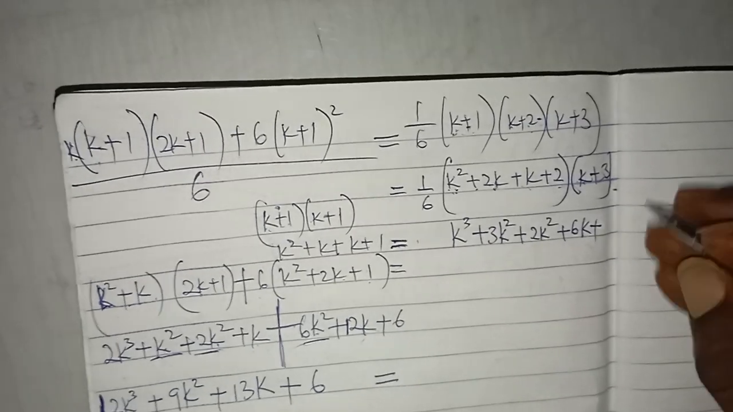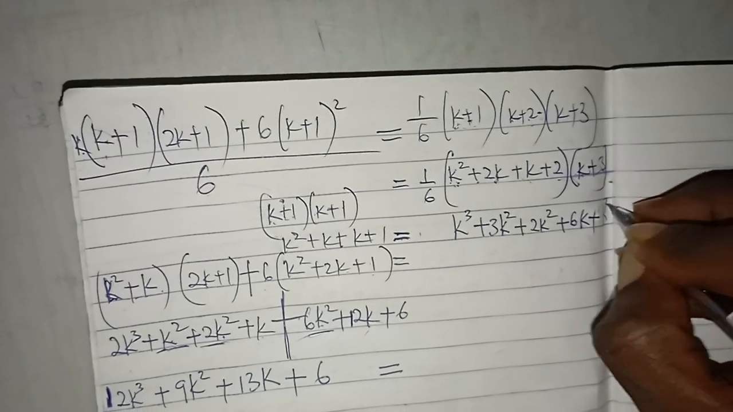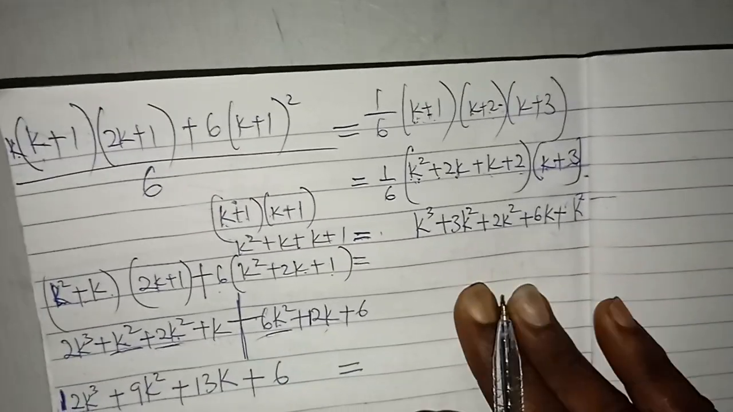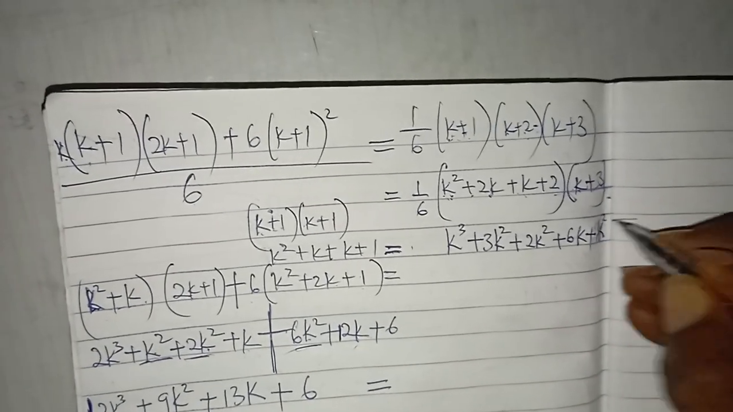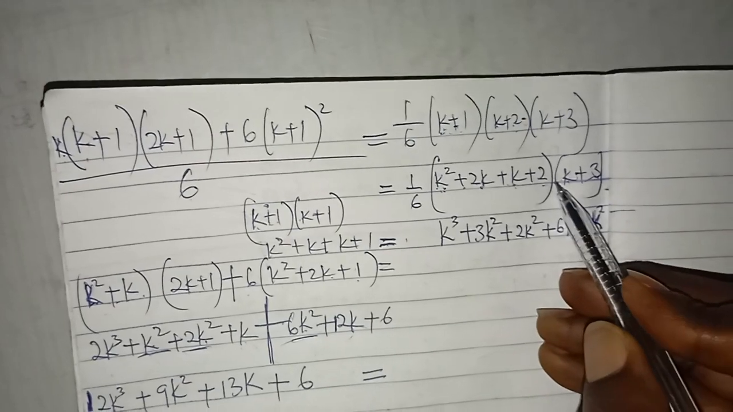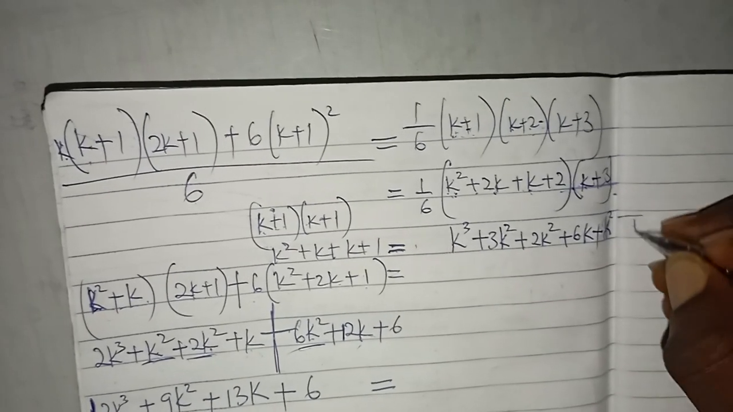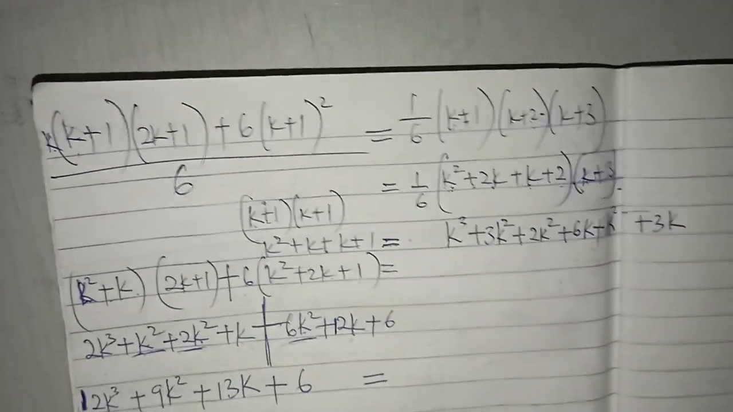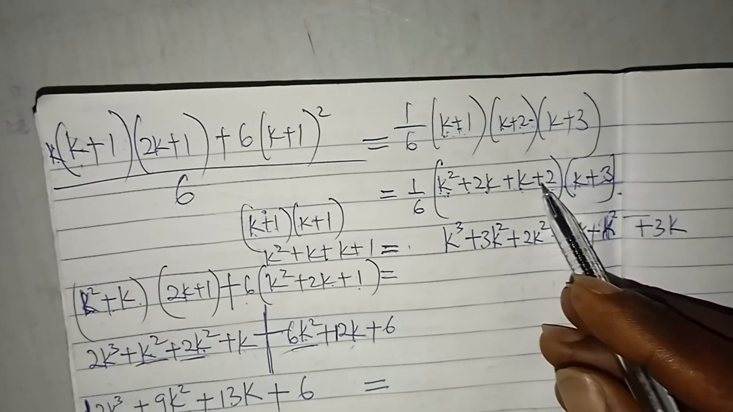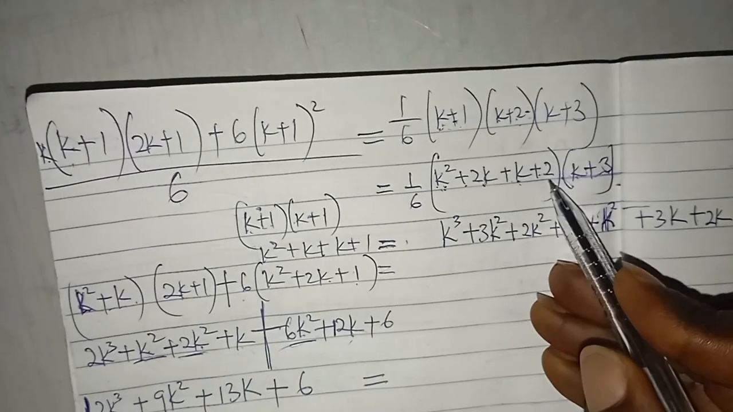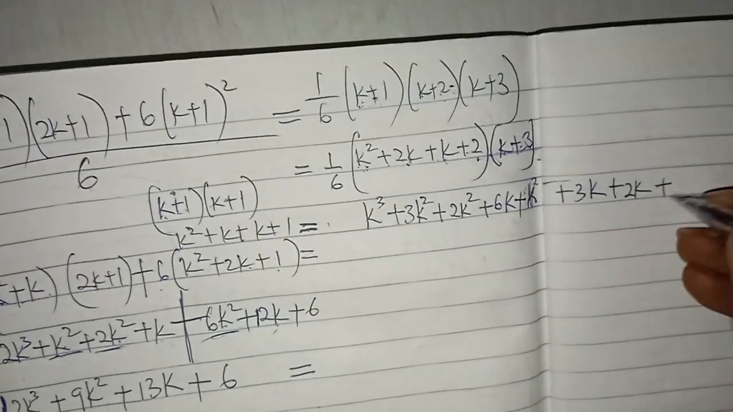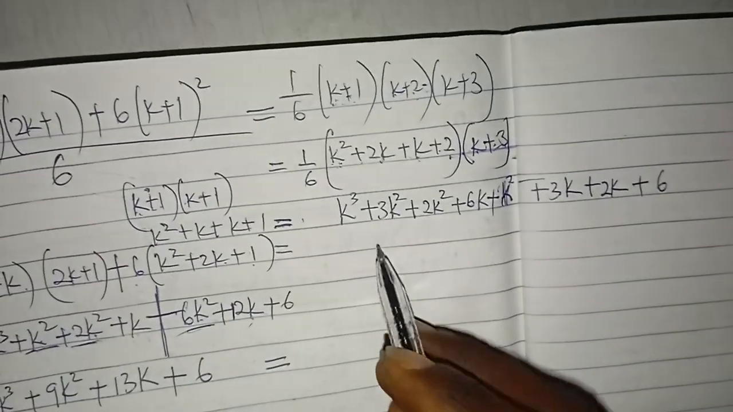k times k plus k squared. k times k is k squared. k times 3 plus 3k. Now 2 times k plus 2k. 2 times 3 plus 6. So this is going to be the sentence.